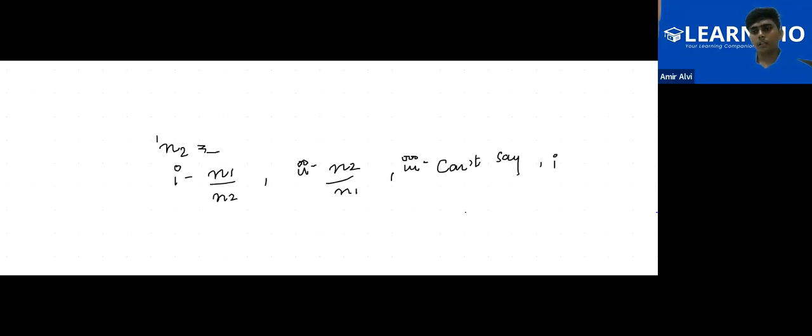Refractive index of 2 with respect to 1. Tell me which one is correct. Option A, n1 by n2. Option 2, n2 by n1. Option 3, can't say. Option 4, none of the above. Tell me in the chat which one is correct. Sir, what is the question? I cannot understand that.